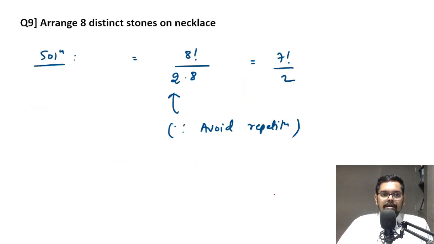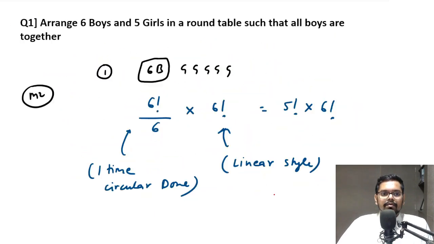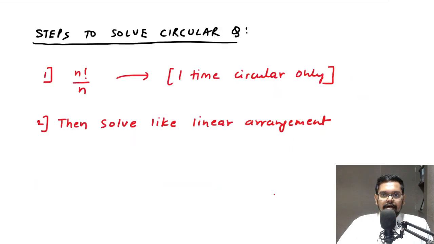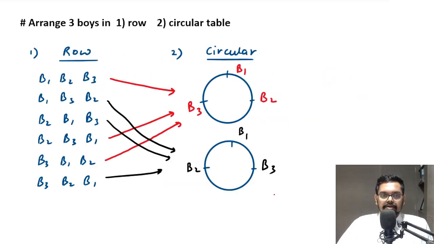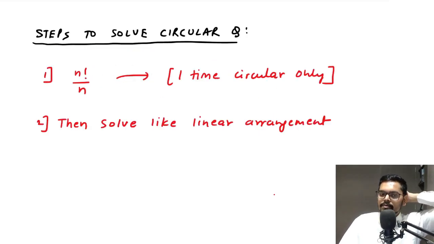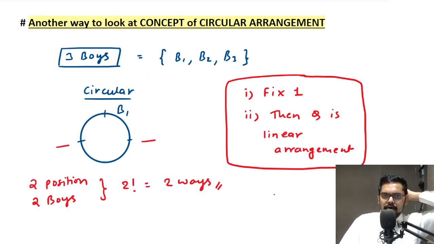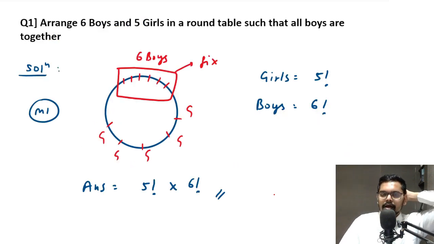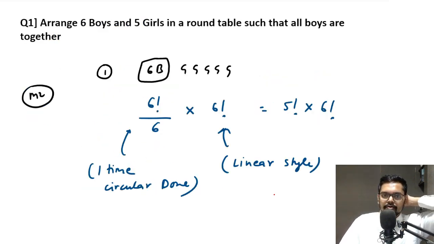I hope you now understood each and every concept. Let me give a quick recap on circular arrangement. We have seen 2 styles, from linear arrangement to circular arrangement. These were the 2 cases, and for redundancy you make sure you do n factorial by n, and these were the 2 steps we used for almost all the questions. Then another way to look at the concept: first fix one player, then the question turns into a linear arrangement, right? This is how we solved the first question by both methods.